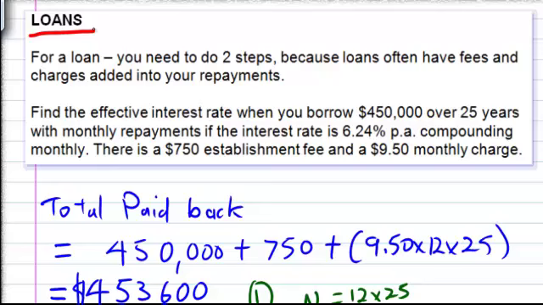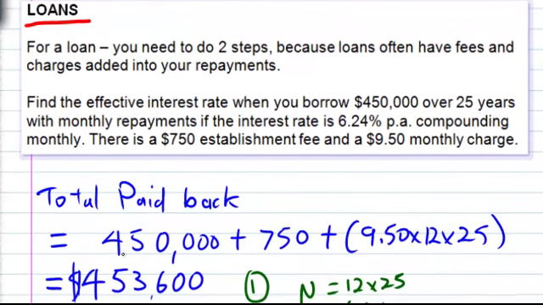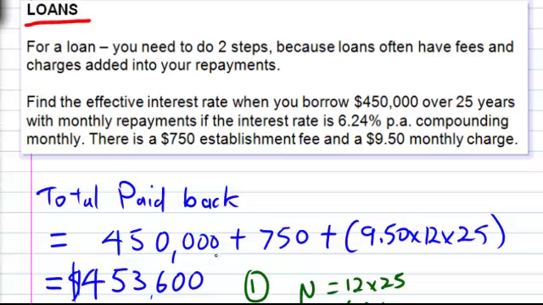So what we have to do is work out how much we pay back. We've got $450,000 which we borrow, $750 which is the establishment fee, and 9.5 is our monthly charge. It's 12 months in a year, and we go for 25 years. You times that up and add it all together, and you'll get $453,600. So effectively, you're borrowing $453,600 when you take out this loan.